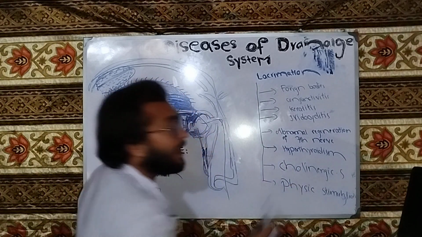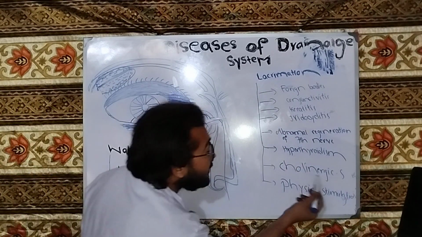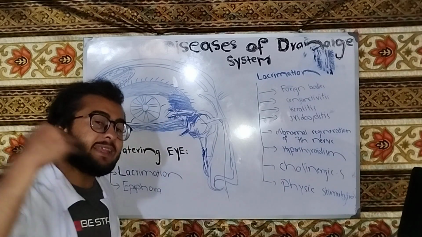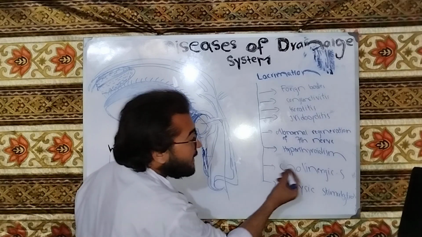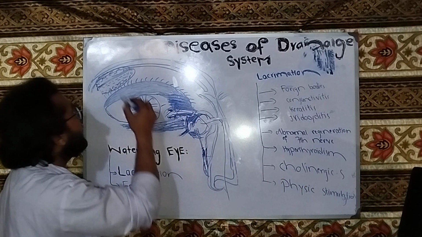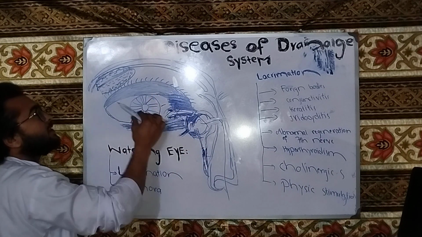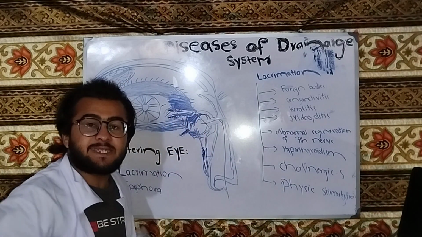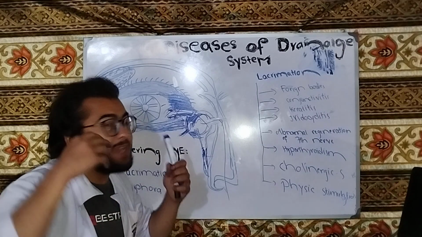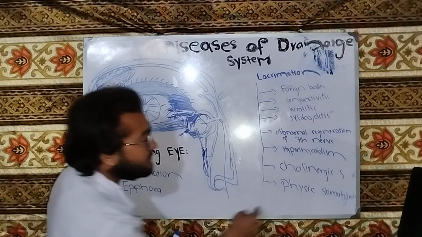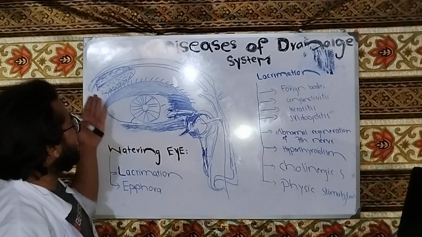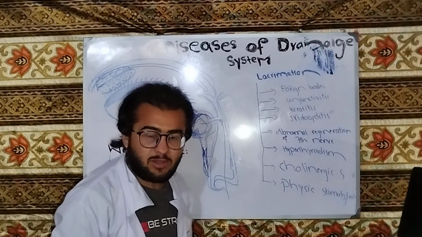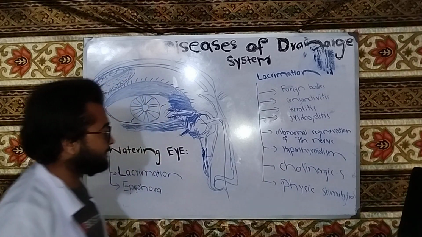Lacrimation can also happen in hyperthyroidism. Okay, cholinergic stimulation can also cause lacrimation, as lacrimation is the increased production of tears. So if there is excessive cholinergic stimulation, it will induce the lacrimal gland to produce excessive tears. Okay, and psychic stimulation. If someone is happy or if he is sad, then this can also stimulate the main lacrimal gland to produce tears. So these are the causes of lacrimation.